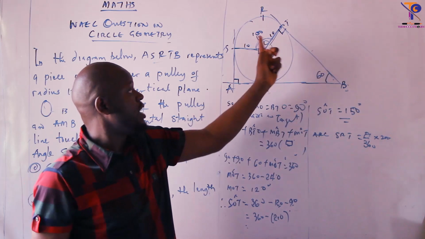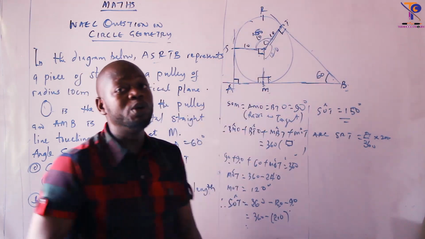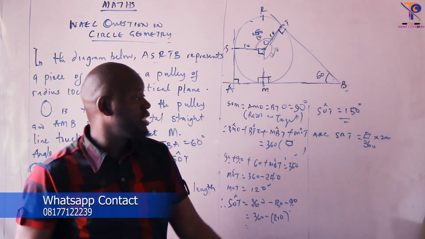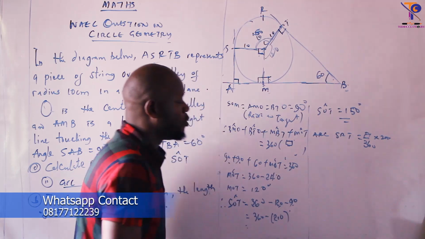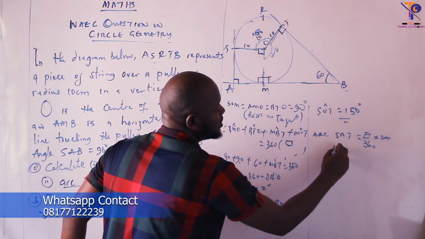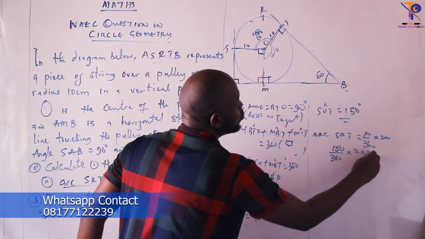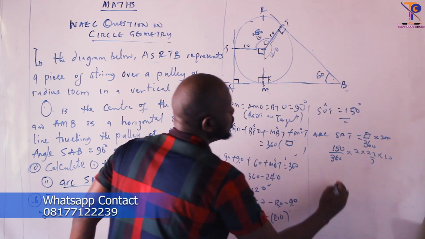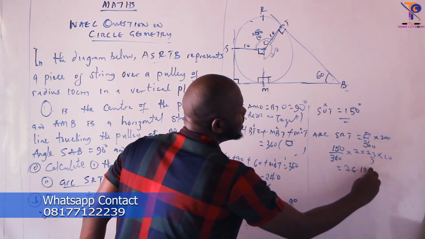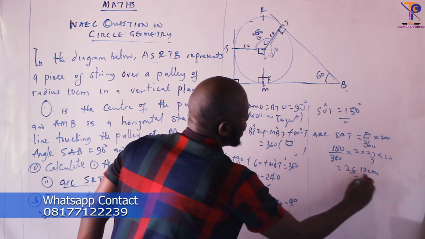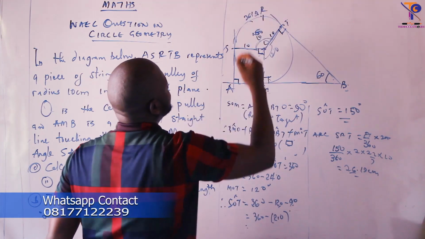But here we are taking a particular degree from it. So it's going to be 150 over 360 multiplied by the circumference of the circle, which is 2 pi r. That's how I got my formula. So from here I have 150 over 360 times 2 times 22 over 7 times 10. From calculation, I will have 26.19 centimeters. So this one is 26.19 centimeters.